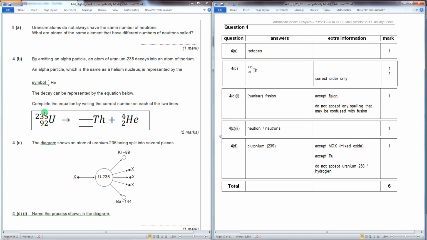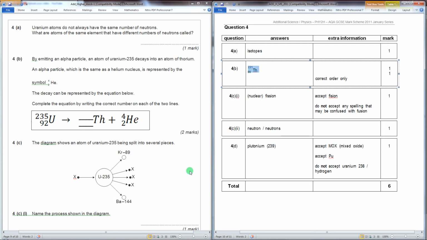So we've only got the one thing on this side of the equation, which is the uranium-235 here. And it's decayed by giving out an alpha particle, that's what this 4 2 He is here. And so we have to make sure that they add up on both sides. So on this side we must have 231, so that 231 plus 4 gives us 235. And on the bottom we need 90 plus 2 to give us back the 92. So our answer in the mark scheme is 231, 90.